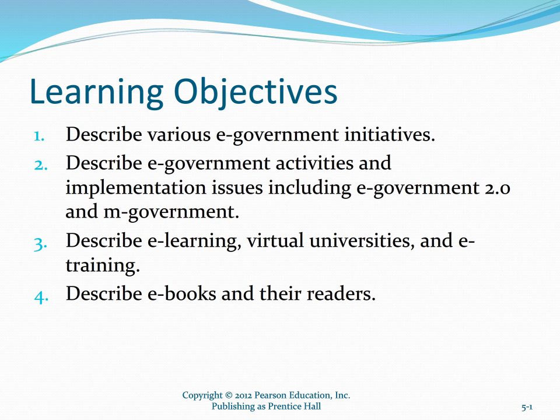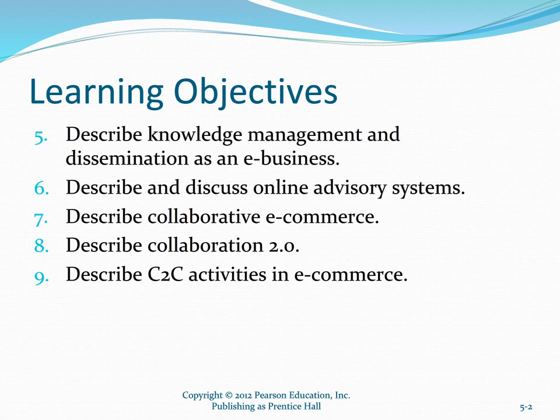The objectives for this chapter are to be able to discuss what E-Government is and to describe some of the various E-Government initiatives. We'll talk about some of the E-Government activities and implementation issues, including E-Government 2.0 and M-Government, or Mobile Government. We'll talk about e-learning, virtual universities, and e-training. We'll talk about e-books and their readers. We'll talk about knowledge management and dissemination in an e-business. In other words, how a business shares knowledge or holds on to knowledge over time.